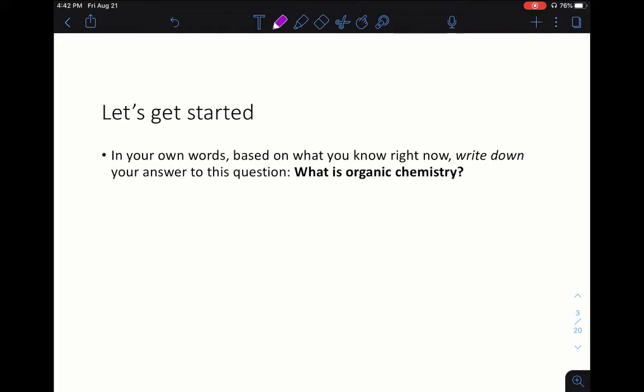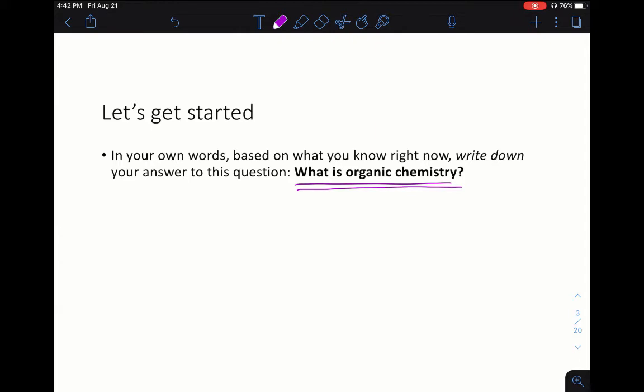We don't need anything but our own knowledge. And if you're working with another organic chemistry student, you certainly can discuss with that person. But first, write down your answer to this question. What is organic chemistry? I get lots of different answers when I ask this question in class, and I'm going to write down a few of those responses.